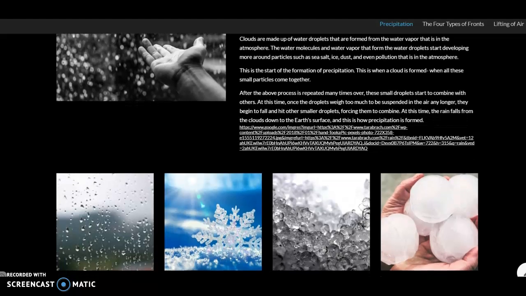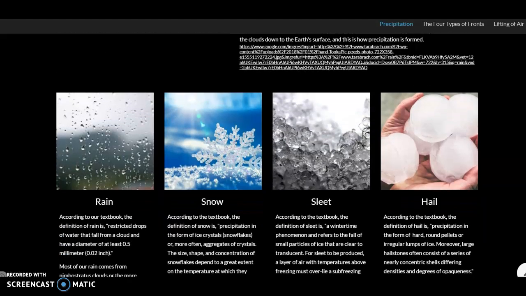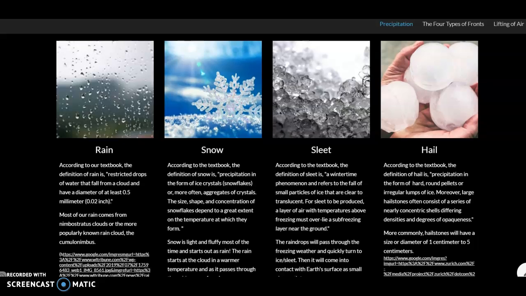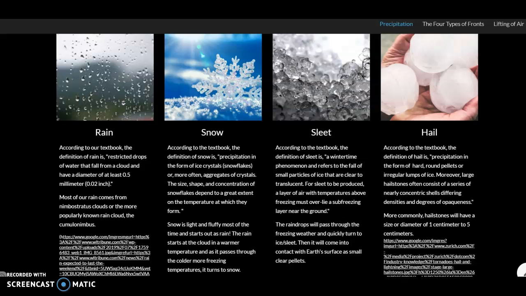Once the cloud is full, those small droplets keep combining to make bigger ones, and once they're too heavy, they fall, and that is precipitation. I have rain, snow, sleet, and hail. First, we'll do rain. So, according to our textbook, I pulled this definition.